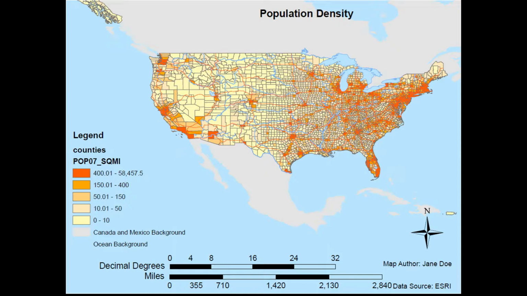Second, the divisions and endpoints of the scale bars are not meaningful, easy to use numbers. Instead of 0 to 32, why not 0 to 30? And instead of 0 to 2,840, why not 0 to 3,000? Using round numbers on your scale bar makes it easy for the map reader to scale distances.